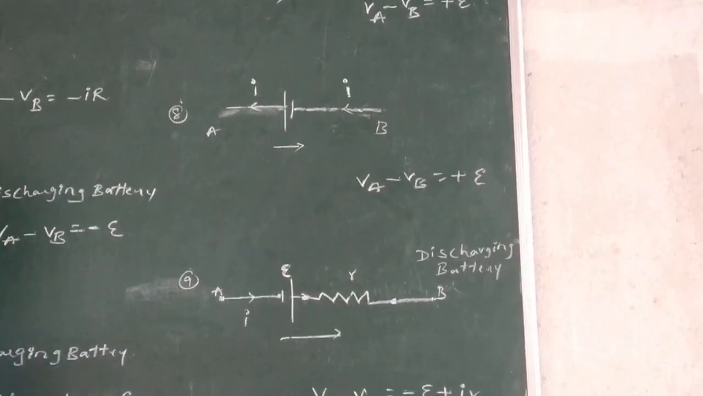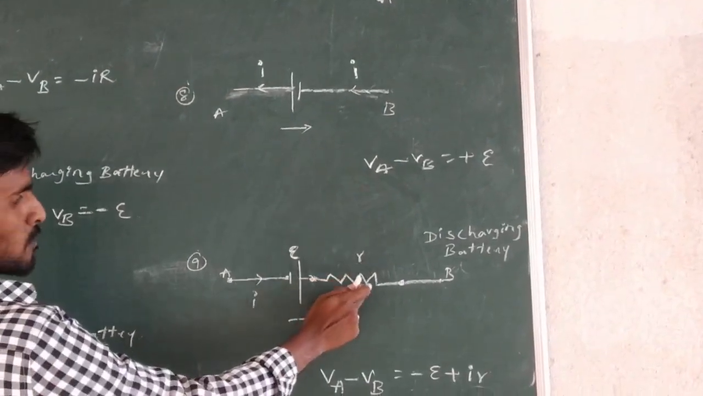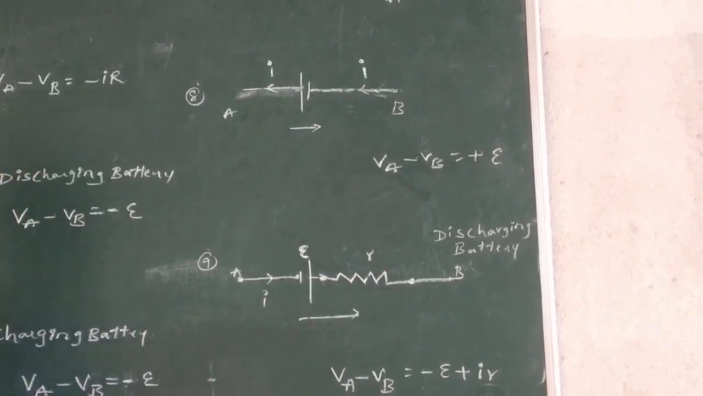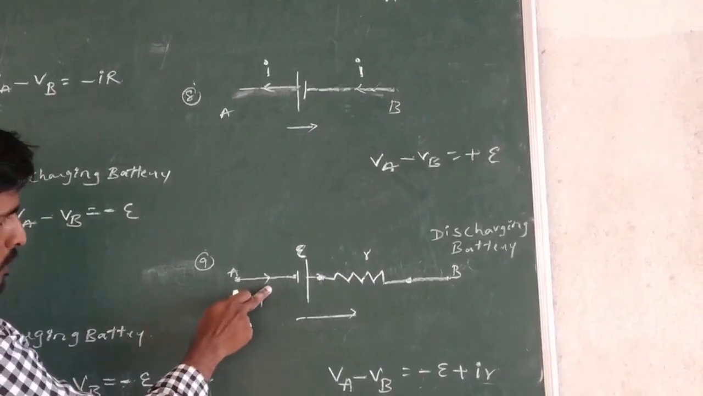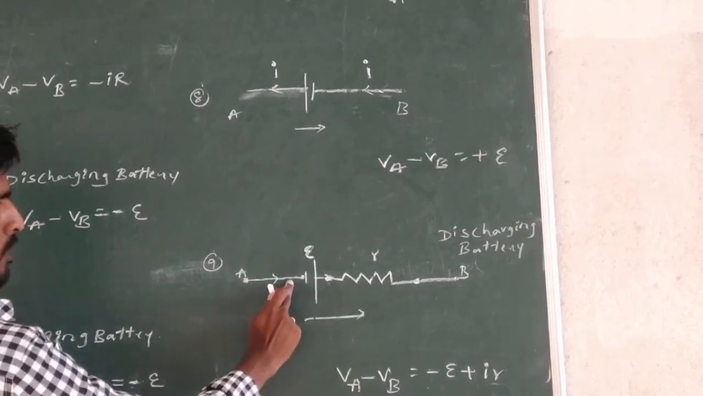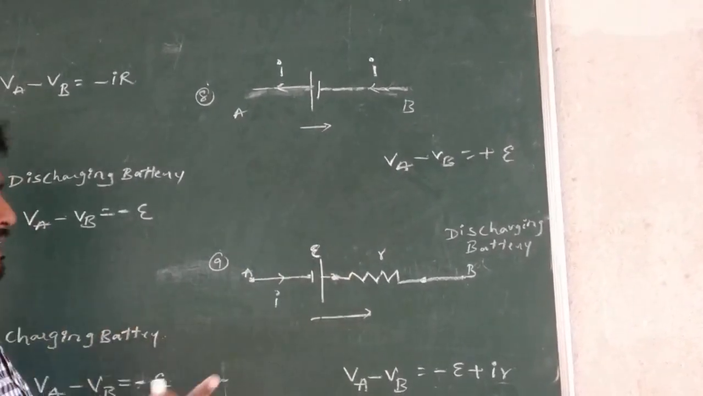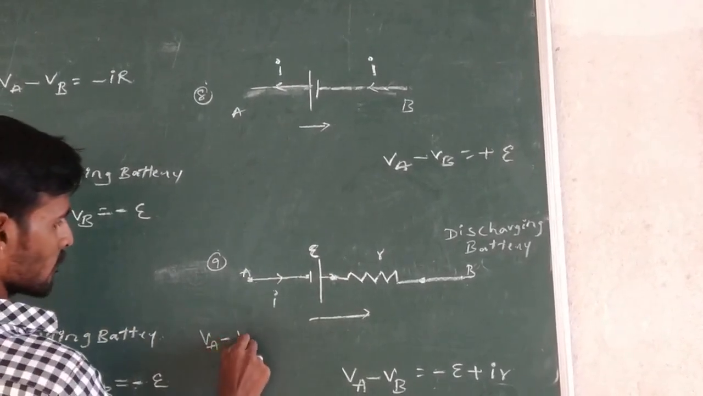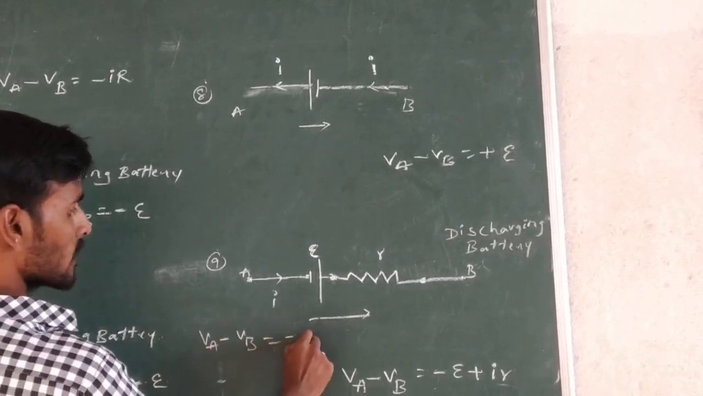In the next diagram, a battery with internal resistance is connected in a circuit. Current is moving from lower potential to higher potential. Lower to higher, so potential has increased. So VA minus VB is equal to minus epsilon.